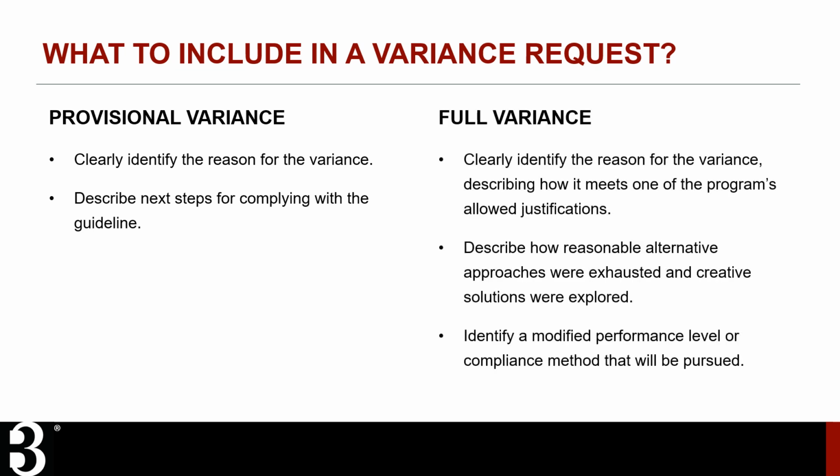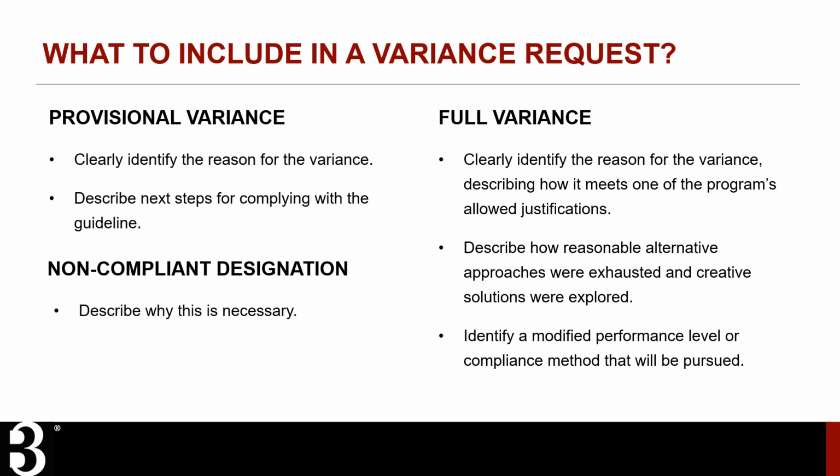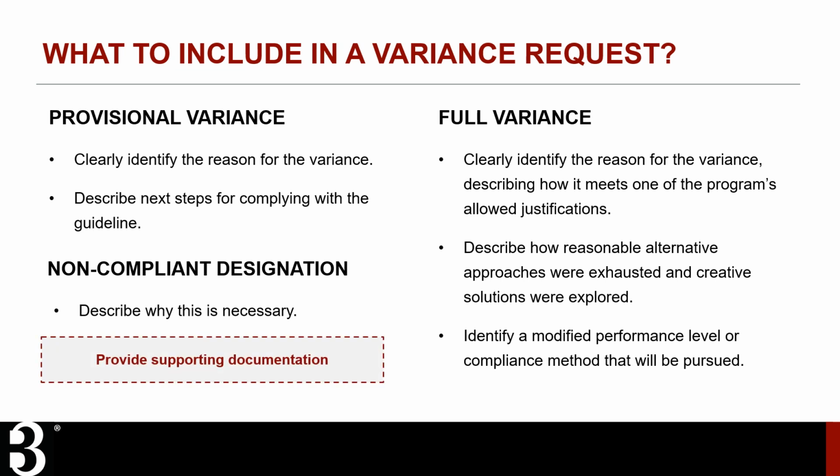A request for a full variance must identify the reason for the variance and describe how it meets one of the program's allowed justifications. It must describe how the project team exhausted reasonable alternative approaches and explored creative solutions to maintain the intent of the guideline. It must also identify a modified performance level and/or compliance method that will be pursued by the project team. For not compliant designations, the request should describe why this designation is necessary. For any type of request, supporting documentation should be provided as needed.